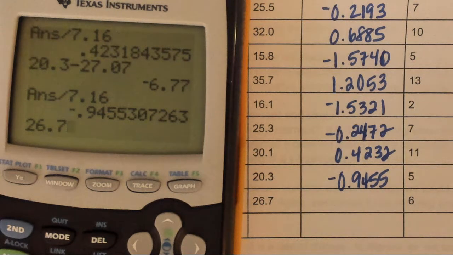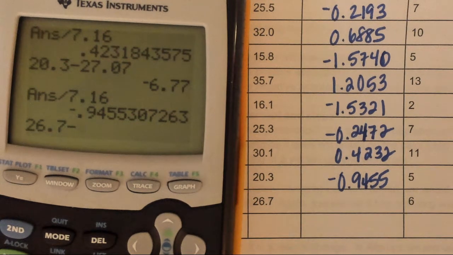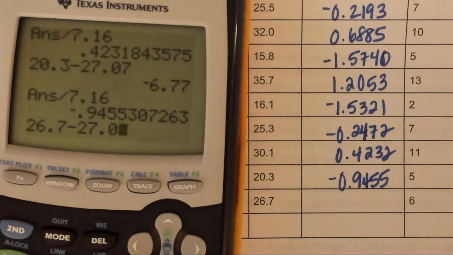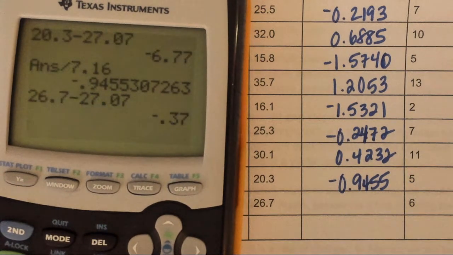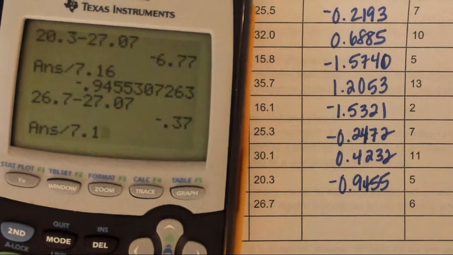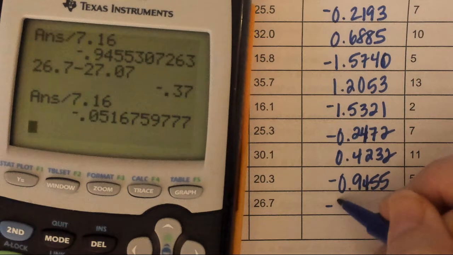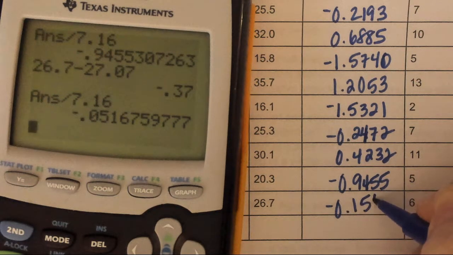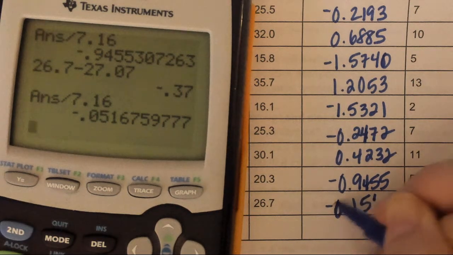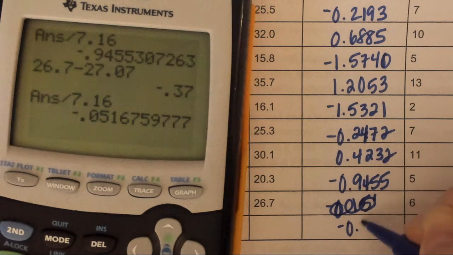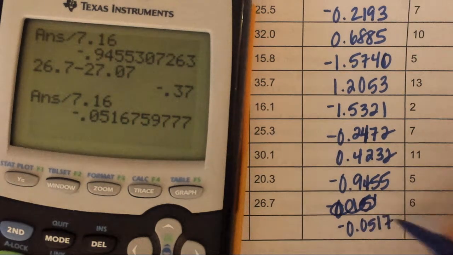26.7 minus, what was I doing? 27.07. My gosh, I like you. I'm tired of this. Divided by 7.16. And I get negative 0.15. That's wrong. Negative 0.0517.